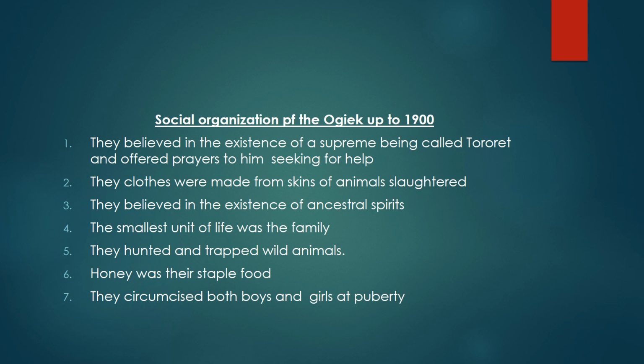Number 5, they hunted and trapped wild animals. Number 6, honey was their staple food. And then finally, number 7, they circumcised both boys and girls at puberty.